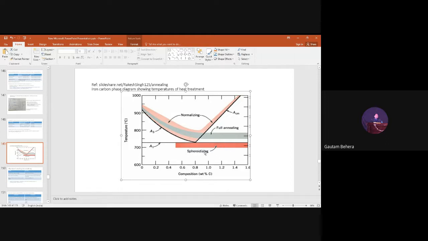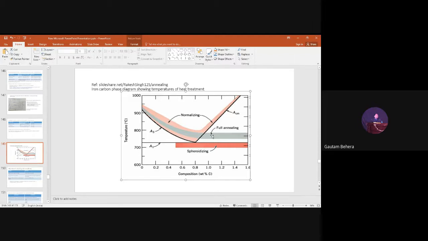And this one also shows you that in spheroidizing there is no phase transformation. Only the shape of the carbides, which is the shape of the cementite, is becoming spherical, right? So there is no phase transformation here. Phase transformation will happen in normalizing and in full annealing. But here, for hypereutectoid steel, if you remember, carbon percentage above 0.8, the annealing temperature is in between A1 and ACM. So this is a partial annealing kind of thing, right? Which we already have discussed: full, partial, and subcritical.